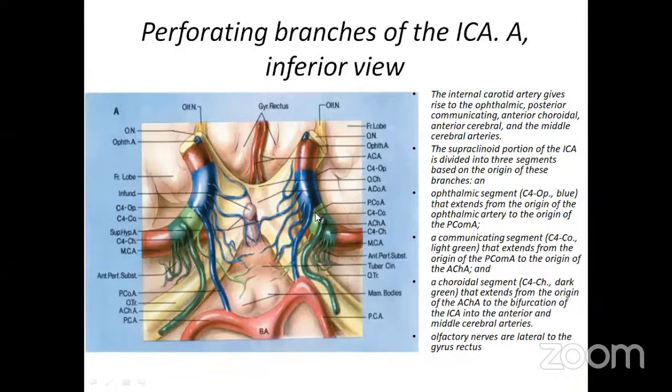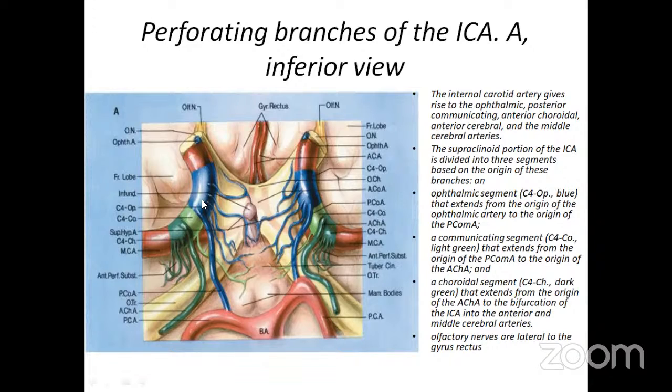The segment below, light green colored, is the communicating segment of the supraclinoid portion. The communicating segment extends from the posterior communicating artery to the origin of the anterior choroidal artery. The third is the choroidal segment. The choroidal segment extends from the anterior choroidal artery to the division of the internal carotid artery into ACA and MCA. We will see other views also.